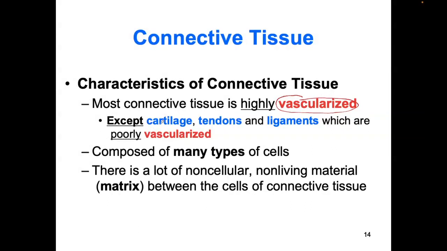There's a few exceptions to the rule. Cartilage doesn't have the best blood supply. Tendons don't have the best blood supply. And ligaments. These areas have poor vascularization, poor blood supply. And you know this to be true because when you hurt cartilage, let's say the cartilage of the knee, it takes a long time for that to heal.